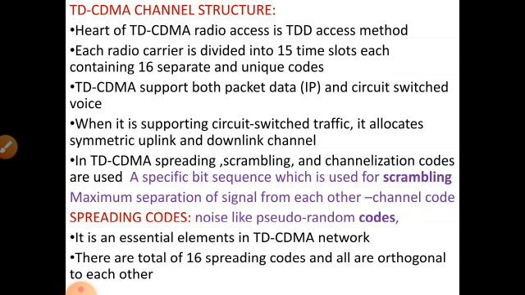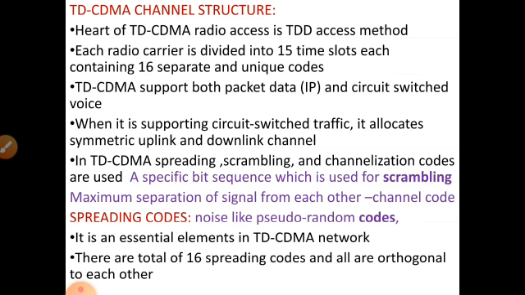Next is the channelization code. It provides maximum separation of signals from other devices. With the scrambling code we go for a continuous signal, which we can separate using this scrambling code. The channel code is maximum separation of signals. Spreading code is one type of noise-like pseudo random code.